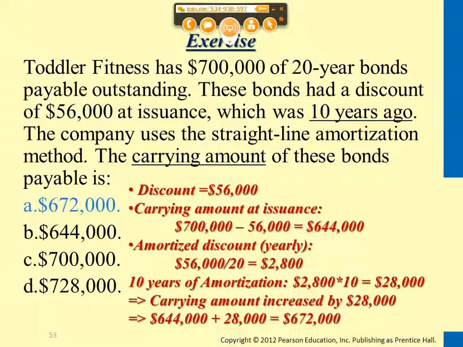After another 10 years it would reach the face value, $700,000. So if you add another $28,000 to this part here, that basically will give you $700,000, because the lifetime of a bond is 20 years. So this is the part that increases over 10 years, and another 10 years you just add another $28,000 and that will give you the face value. That's the time when the bond matures.